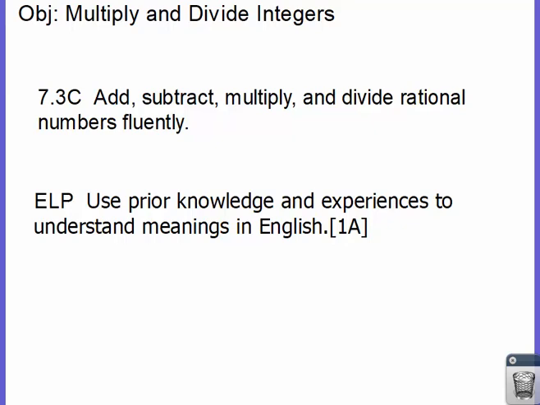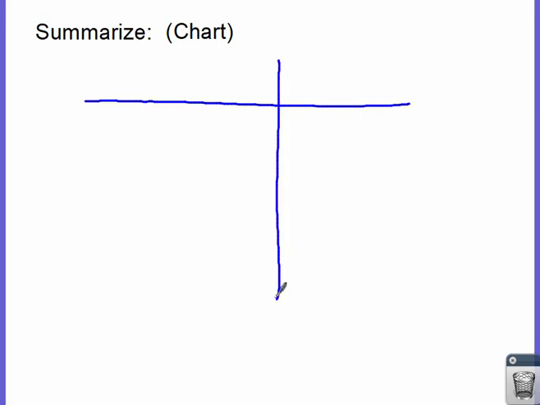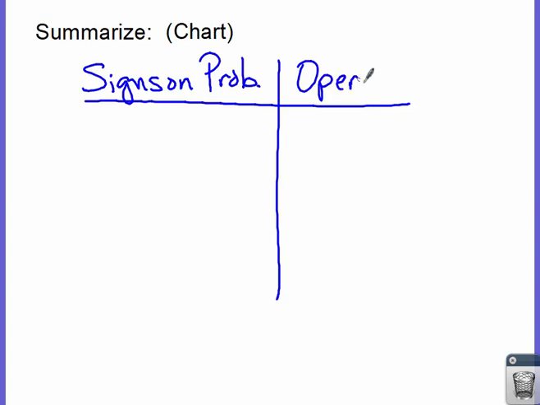So let's first review our addition rules, with a little summary chart. I know we just talked about them, but I want to shrink them down even further. So we have a little chart that looks something like this. On the top of this side of the chart I'm going to put the signs on the problem. And over here we're going to put the operation. What do we actually do with our problem?